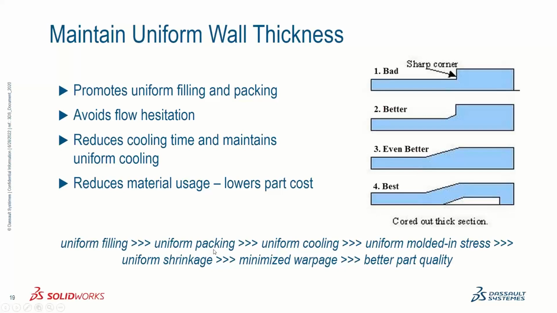And when you have uniform packing, it leads to uniform cooling. Uniform cooling will ensure that you have uniform molded in stresses. As you know, almost all plastic parts have molded in stresses. These are unavoidable. But when you have uniform molded in stresses, they result in uniform shrinkage of the material, which results in minimizing the overall warpage of the part. And all of this leads to better overall quality of the part.